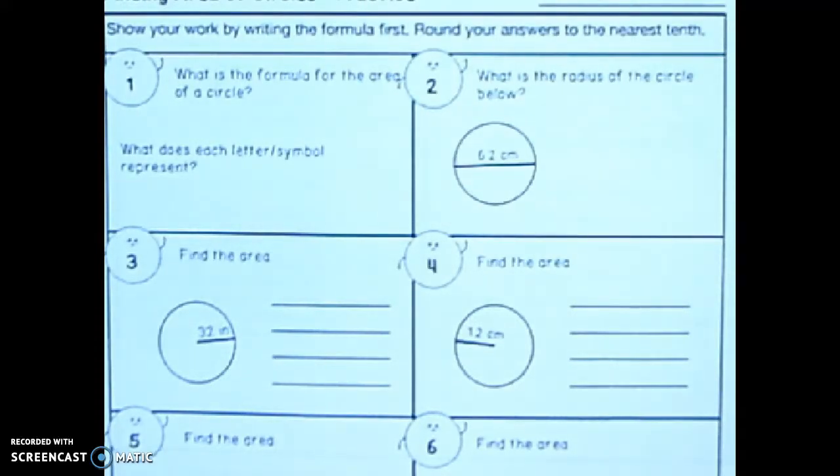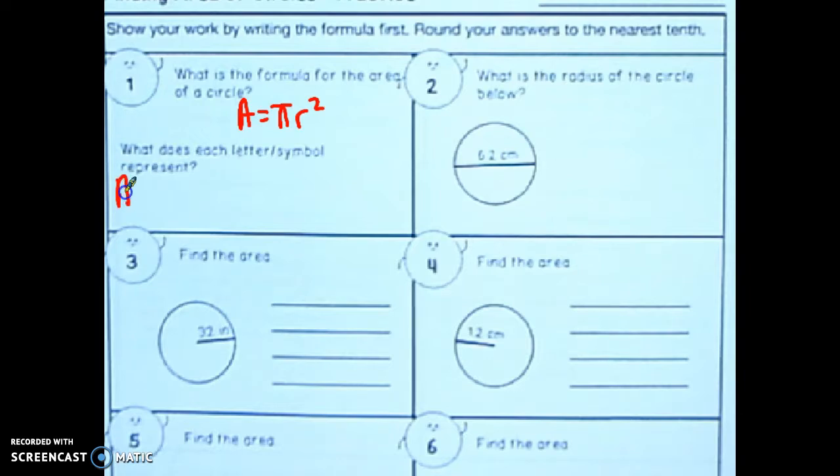Finding area of circles practice. Number 1, what is the formula for area of a circle? Well, we learned yesterday when we were working on our notes that the area of a circle equals pi times the radius squared. What does each letter represent?